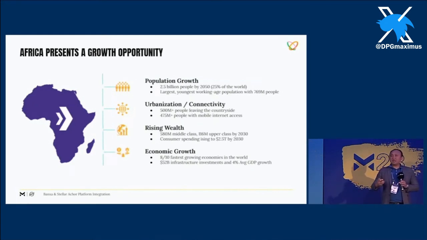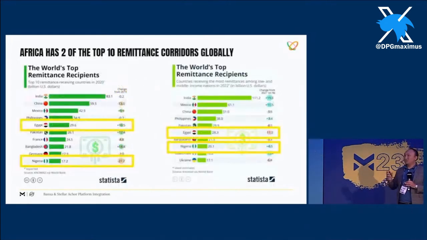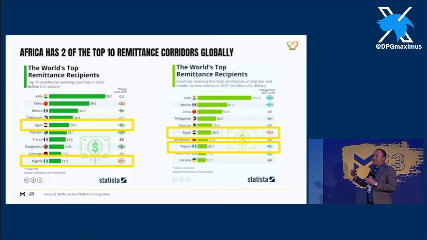And the other big thing that's happening across Africa is remittances are tremendous. It's huge. Two of the 10 largest remittance markets in the world are in Africa. It's Egypt and Nigeria. So in 2020, it was about $46 billion being spent. In 2022, it's about $48 billion. So it's growing. It's still two of the largest in the world. And that money transfer is a huge opportunity for everyone in this room, plus more.